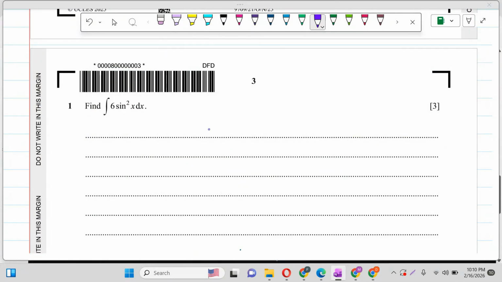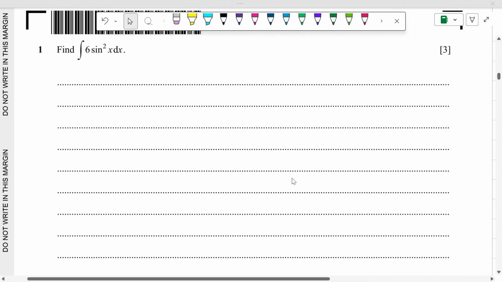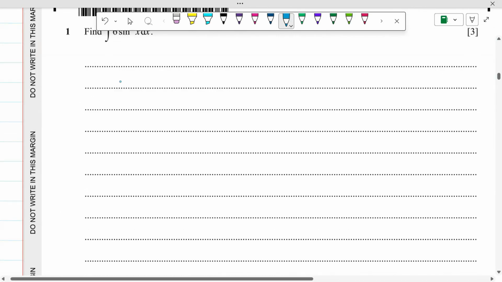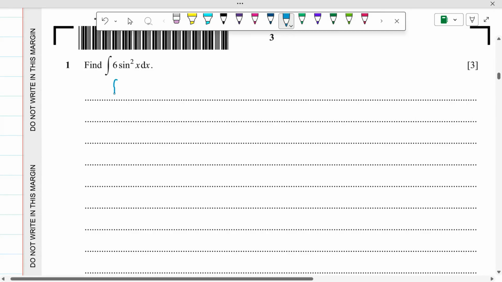Now, question number 1. Find the integration of 6 sin squared x dx. We need to find the integration of 6 sin squared x dx.